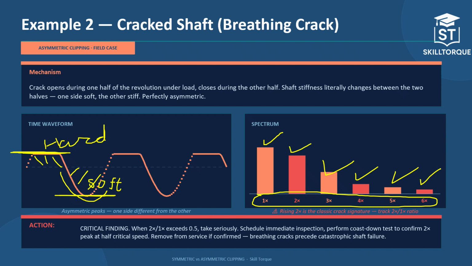The dominant 2x, because as the crack develops more, you will see that slowly the 2x will be more compared to the 1x. But here we will not discuss this thing. Here we will be clearing the logic of symmetric and asymmetric clipping, or you can say the odd and the even harmonics.